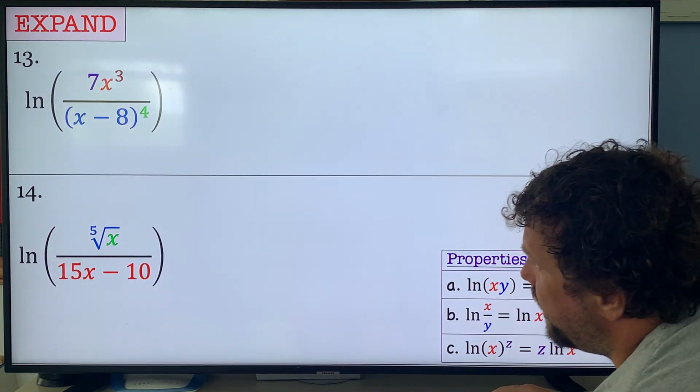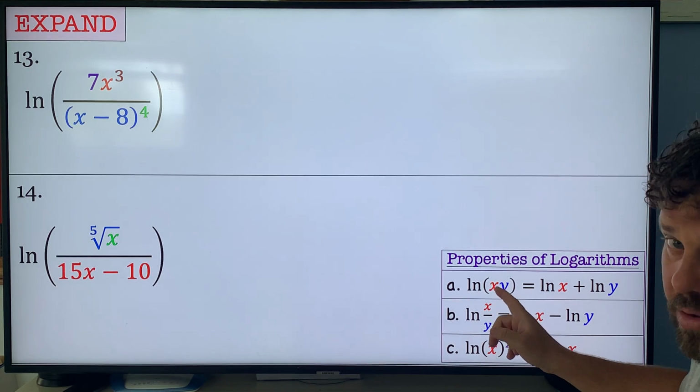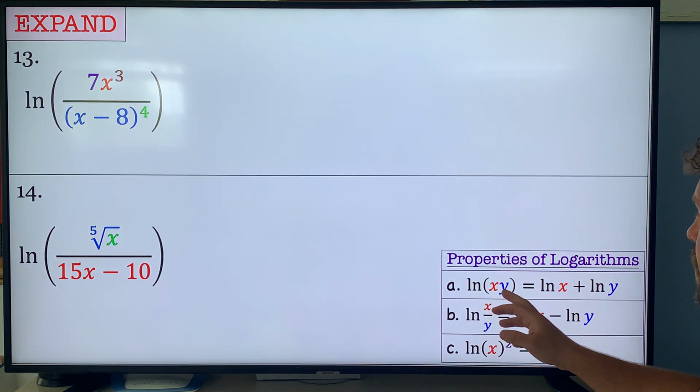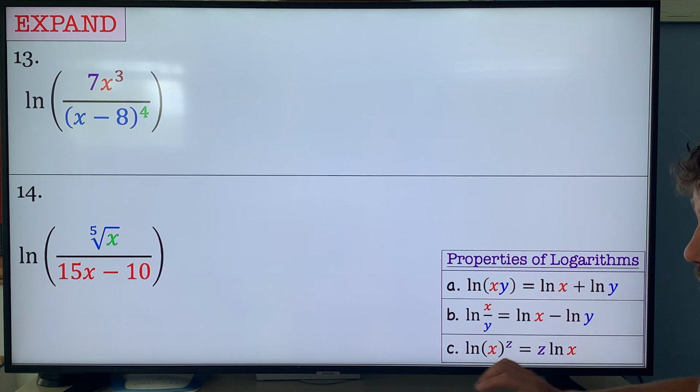All right, expand, contract. Properties of logarithms. Ln, I call it ln. I know it's bad to do, but whatever. When you do multiplying, you split them up and add them. Division, split them up and subtract them. Raise to a power, you bring the power to the front.